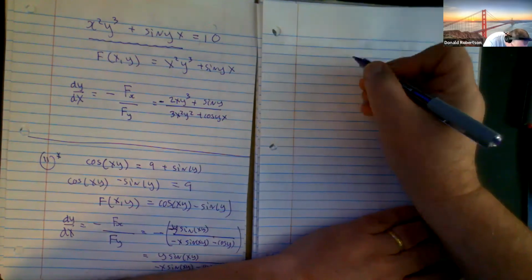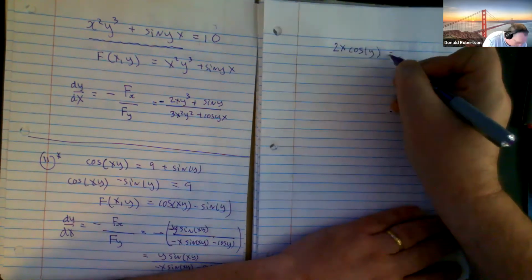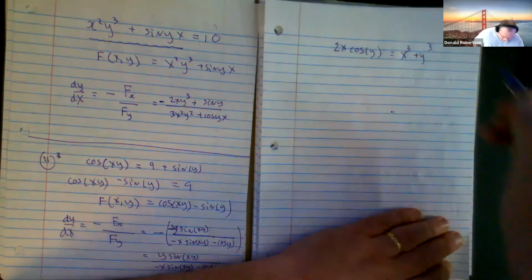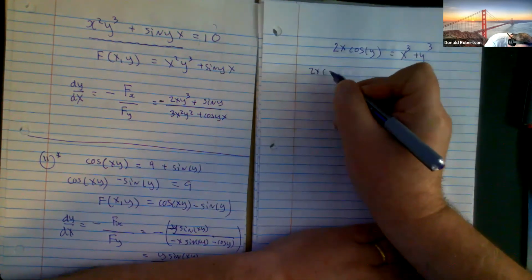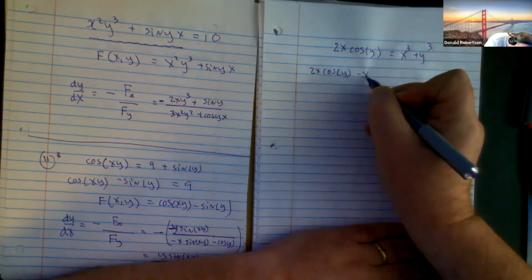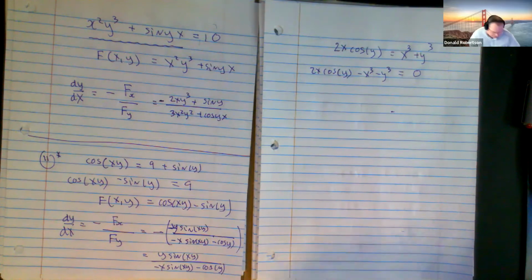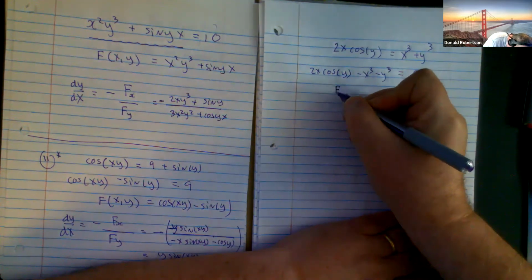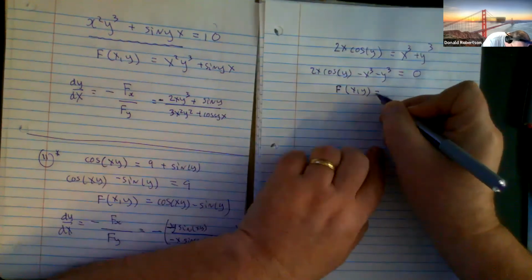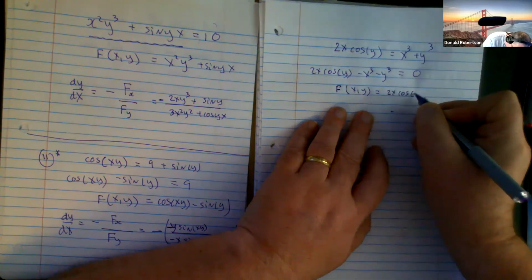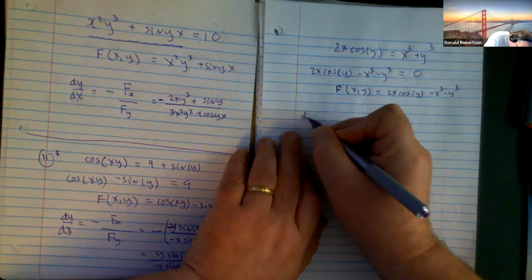How about that? Okay, so I'm going to do 2x cosine of y equals x cubed plus y cubed, right? That's the thing we're going to find dy by dx for. The first part of this process is to get all the x's and y's together. In this case, the whole thing's equal to 0. That means my capital F function, the one I'm going to use in my formula, is all of this. So it's 2x cosine of y, take away x cubed, take away y cubed.